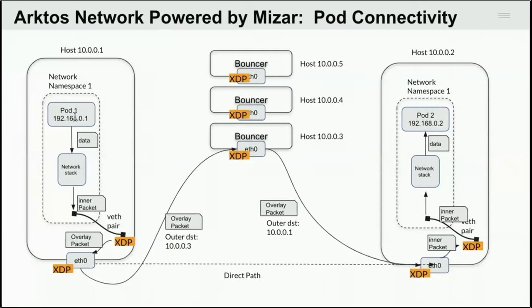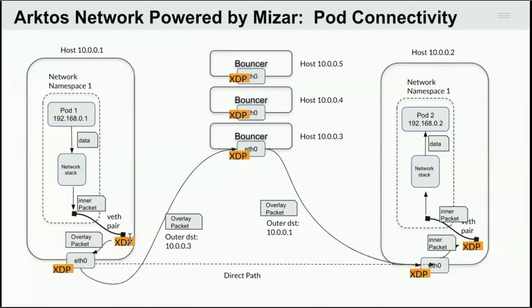What happens when pod 1 talks to pod 2 is, first, the user space pod application calls some socket API to write some buffer data. And this data will be encapsulated by the network stack in this pod's network namespace, because each network namespace has its own network stack. It will eventually become an L2 packet and arrive at this end of the veth pair. Because it's a veth pair, the packet will go out on this side and then be captured by the XDP program.